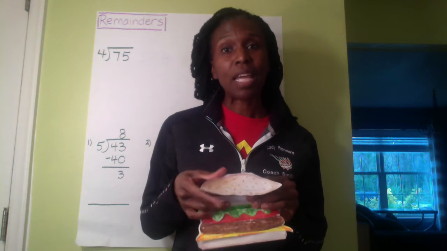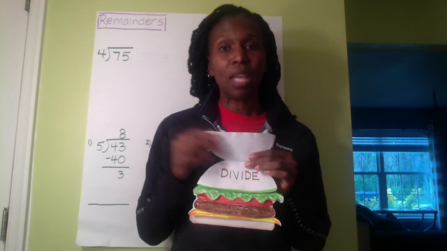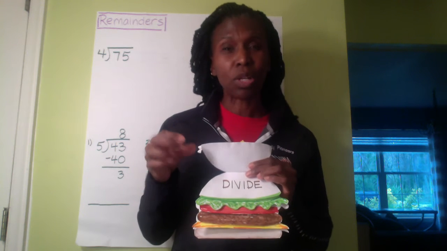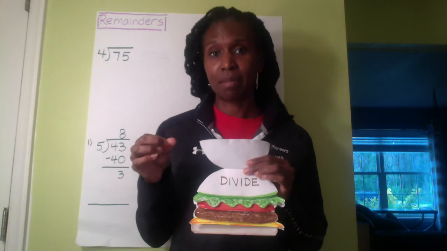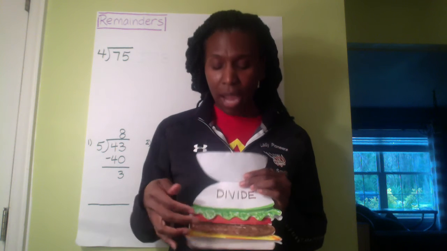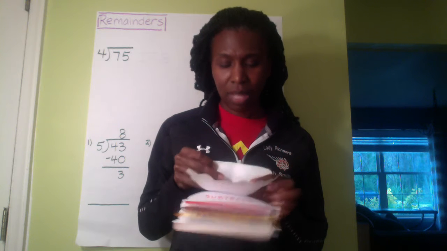The first step in long division is to divide. You're going to start with the first digit in your dividend to see if your divisor can go into it. You're either going to look for a basic fact, or you may estimate to find something that's close without going over.